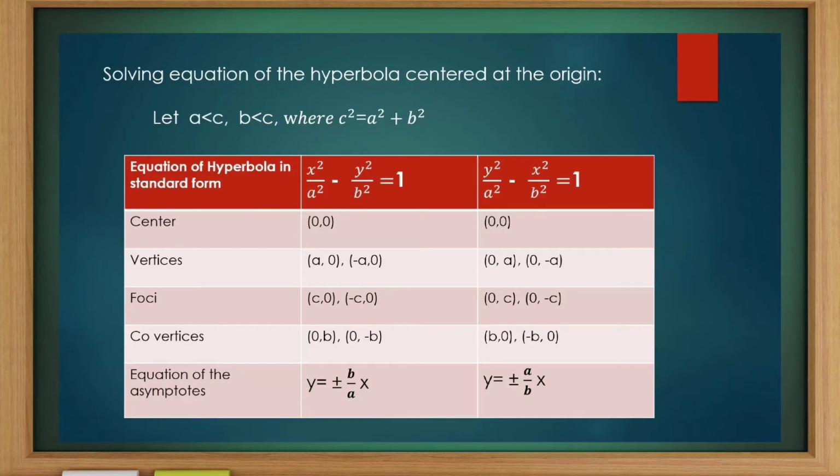If you have an equation y squared over a squared minus x squared over b squared equals 1, just follow the pattern on how to find the center, vertices, foci, co-vertices, and the equation of the asymptotes.